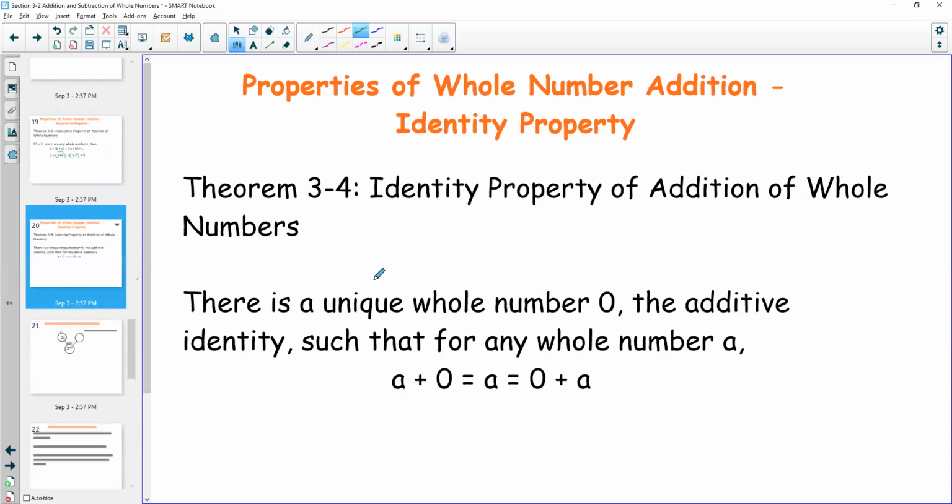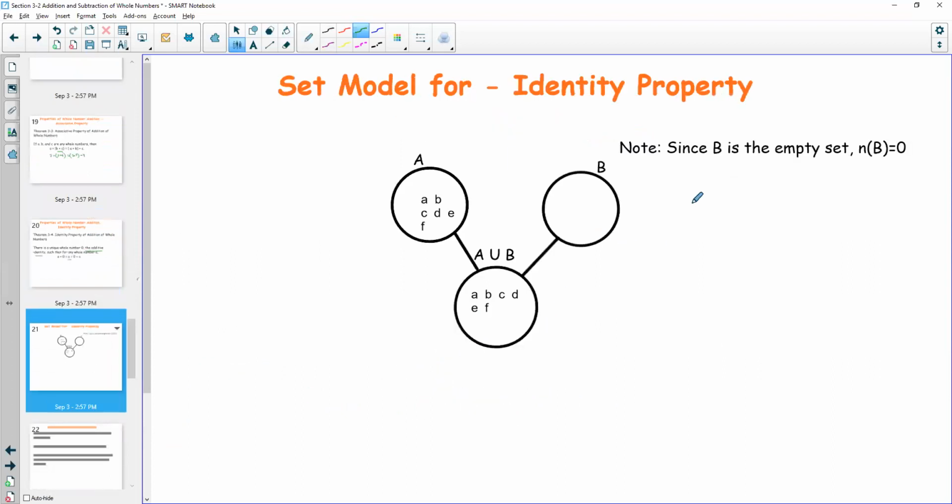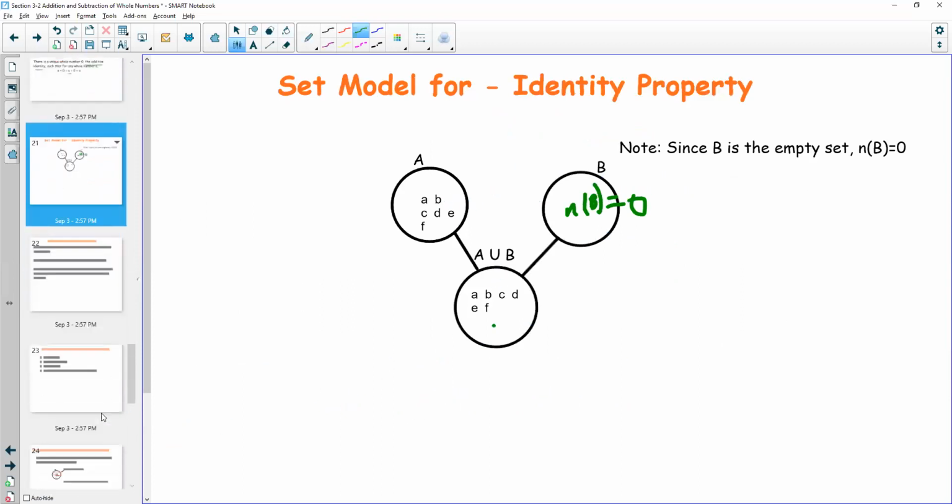The identity property is that there is a unique number 0, which is called the additive identity. That for any whole number A, A plus 0 is the same as A, is the same as 0 plus A. It's the thing you add to any number to keep it just where it is. This is what the identity property looks like as a set model. B is an empty set, okay? N of B is 0. So if there's nothing in it, I'm adding nothing to this other set, so I get the same number back.